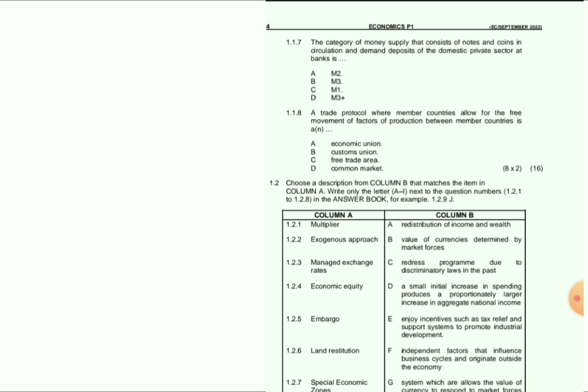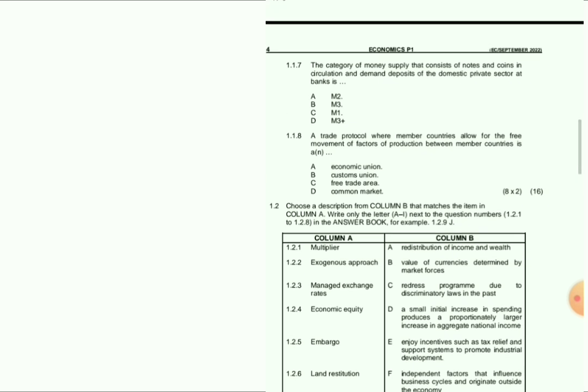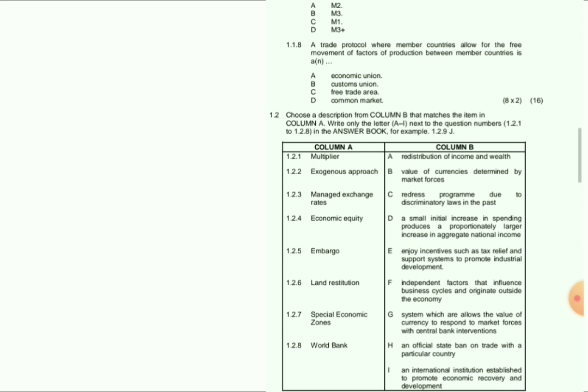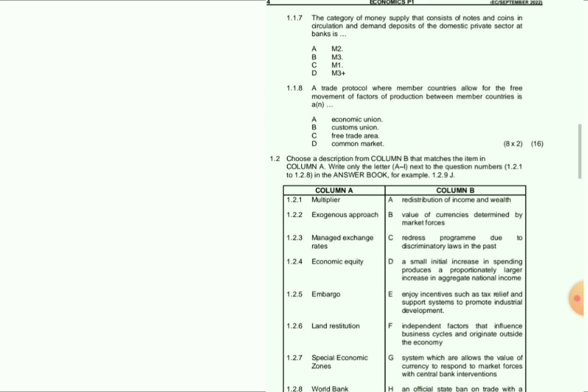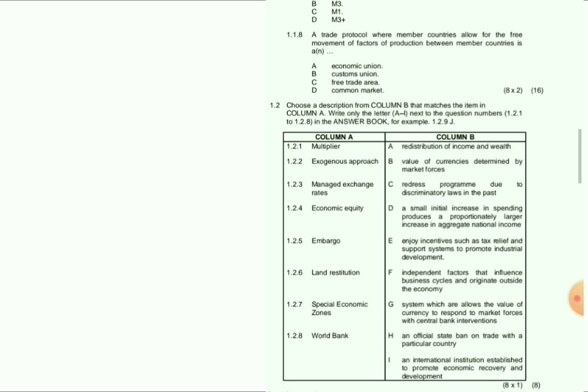1.1.7, the category of money supply that consists of notes and coins in circulation and demand deposits of the domestic private sector at banks, is. Which one is this one? We can probably skip that one. I will come back to it later. Remember, guys, if you are not sure of the answer, it's better to skip it and answer it later.